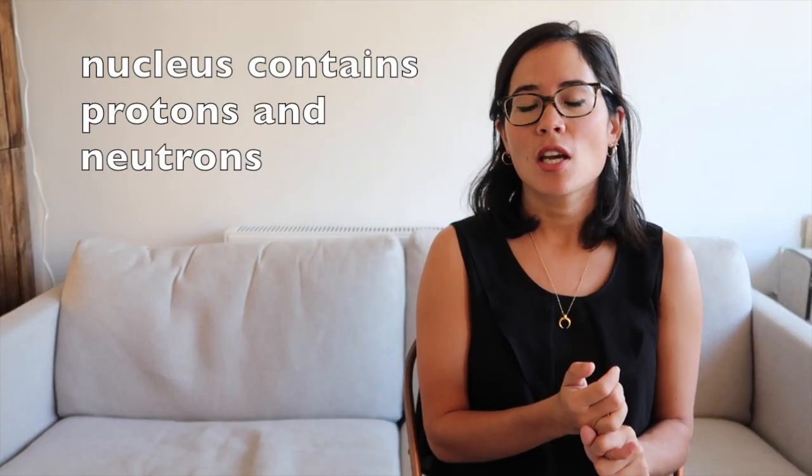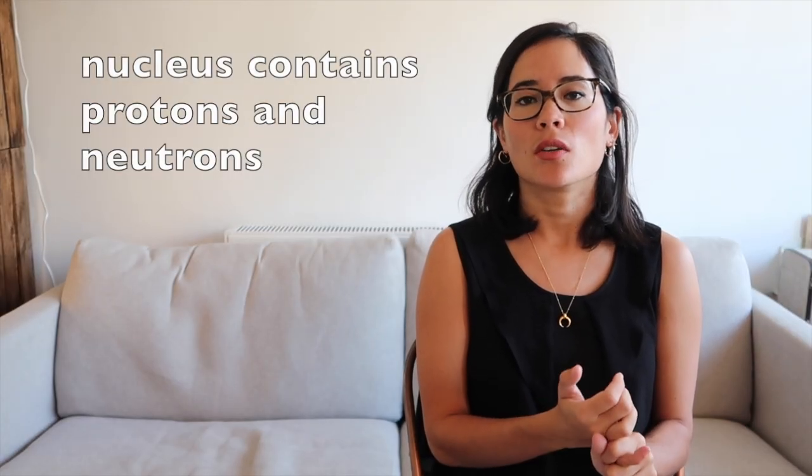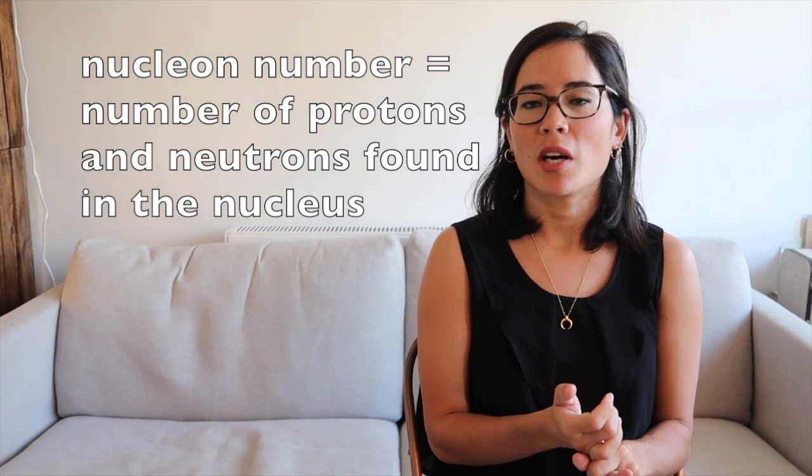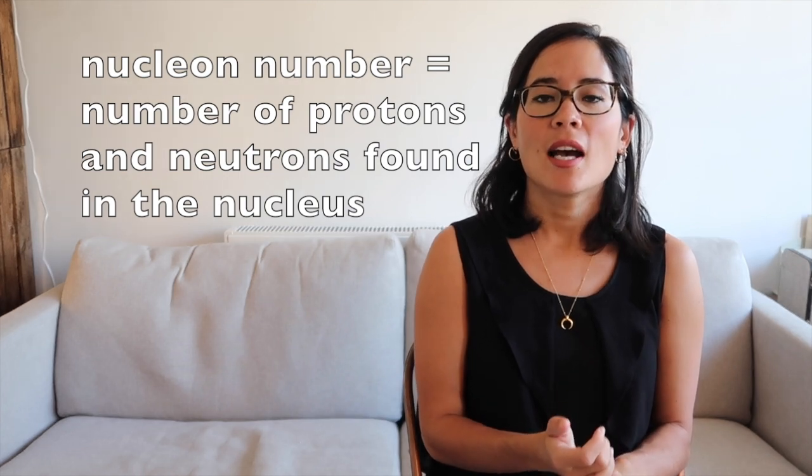So we now have our structure of the atom. We know that it has a nucleus containing protons and neutrons. Remember, this is also known as the nucleon number, and that's just the name given to all the particles found within the nucleus. And surrounding the nucleus are the shells of electrons where the electrons orbit.